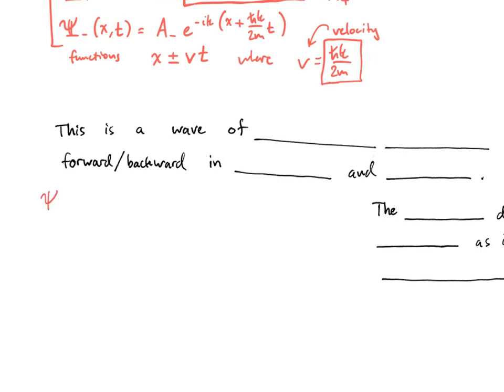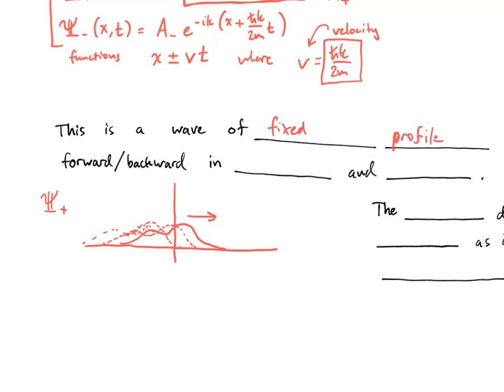And what it looks like is, if I plot this psi plus, what it looks like is a wave like this that is maintaining a constant profile and moving in a positive direction. So I'm sort of drawing this wave further back in time here. Not very well. Something like that. So the wave is moving in this direction. It is a wave of fixed profile, moving forward or backward in space and time.